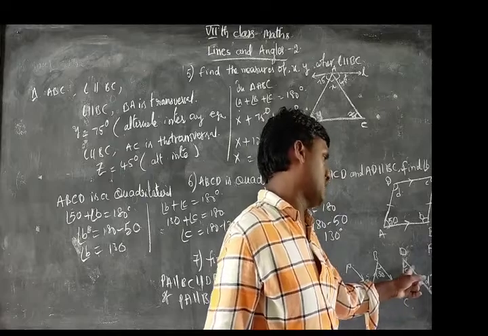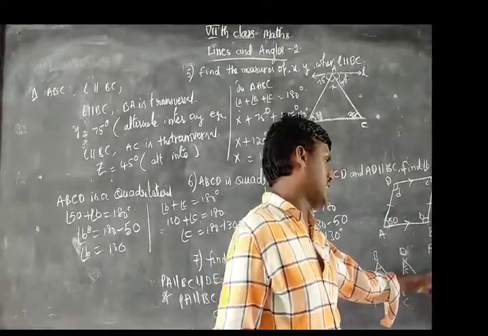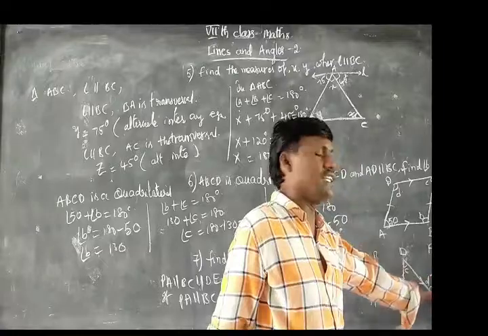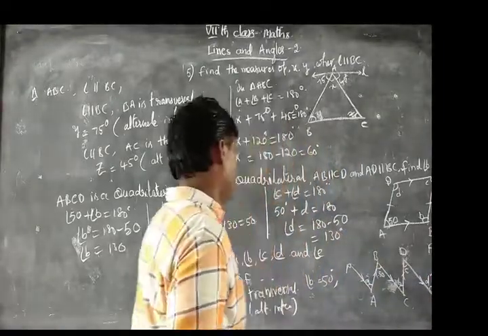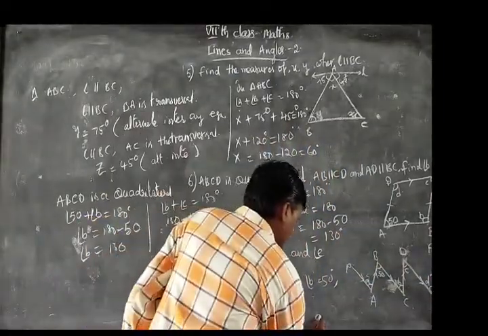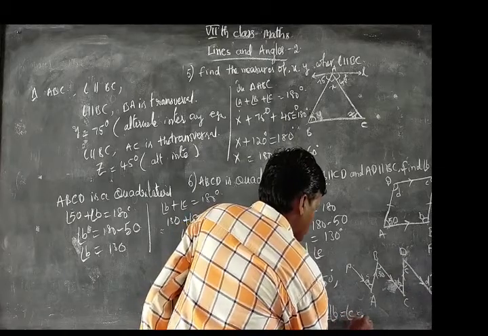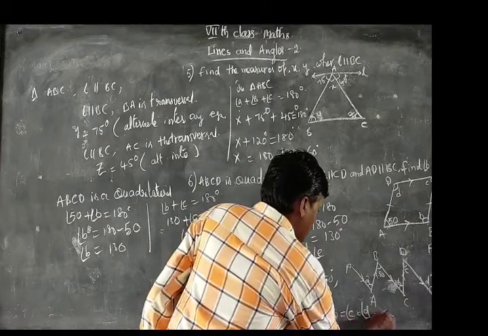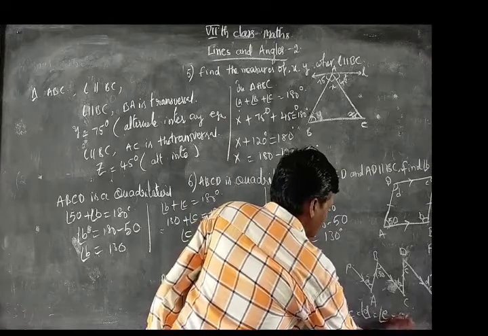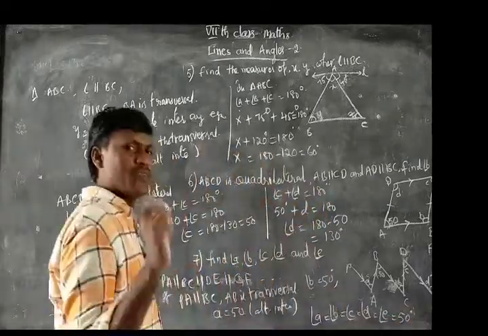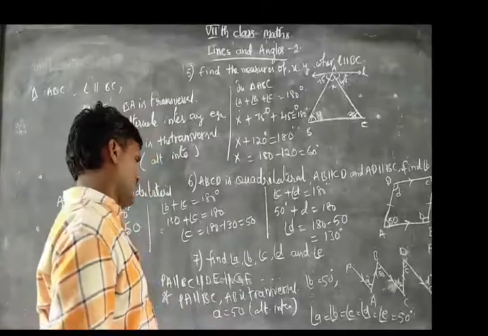Angle B equal to C. Angle C equal to D. Angle D equal to E. And angle E is equal to 50 degrees. Finally we can write that angle A is equal to angle B is equal to angle C is equal to angle D is equal to angle E, which is 50 degrees. I am going to explain this problem again.